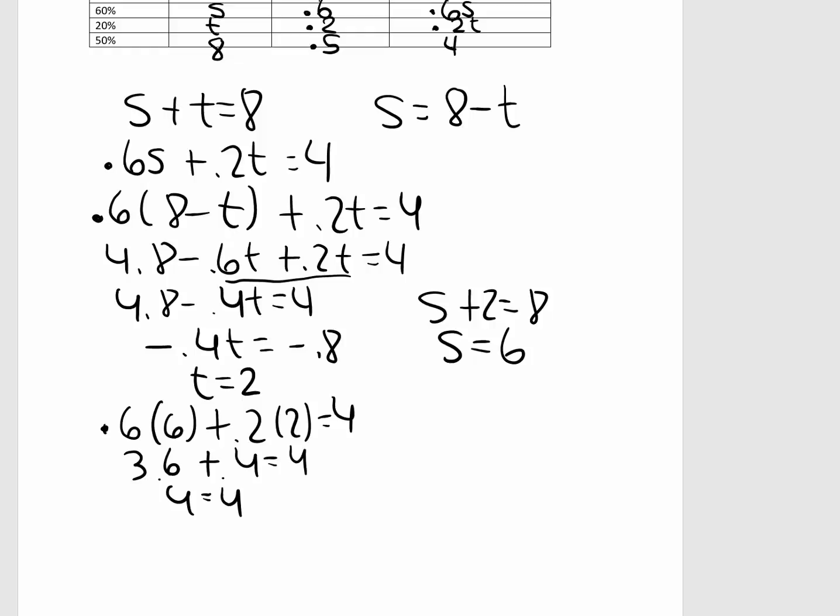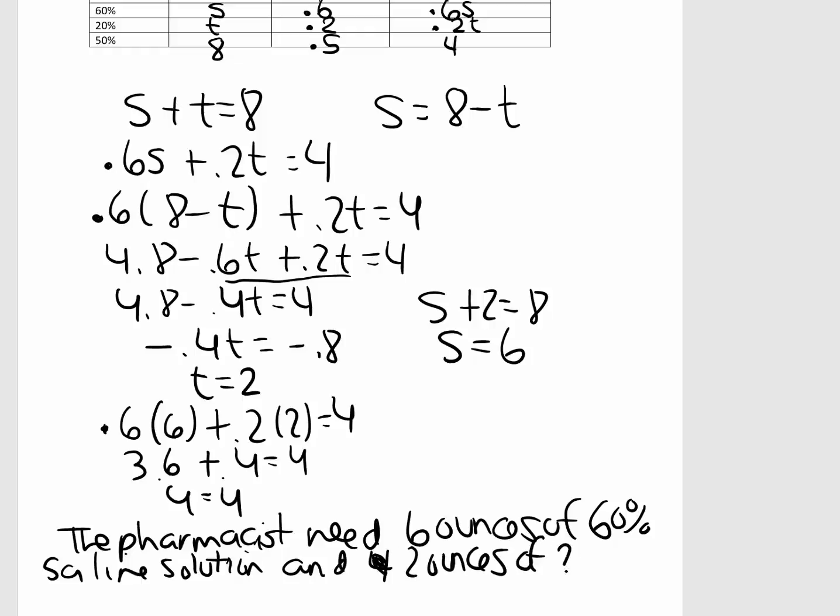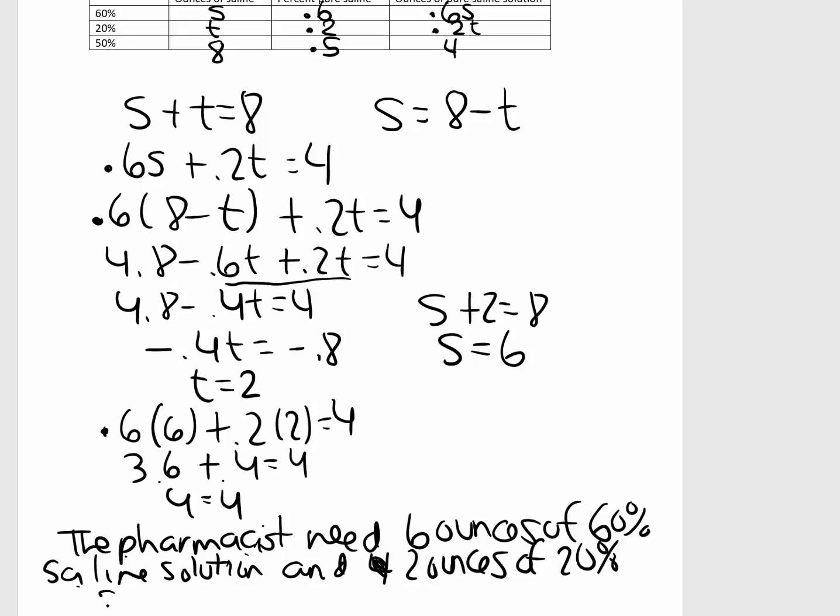So let's write a solution to determine what we just calculated. The pharmacist needs 6 ounces of 60% saline solution and, not 4 ounces, 2 ounces of 20% saline solution.